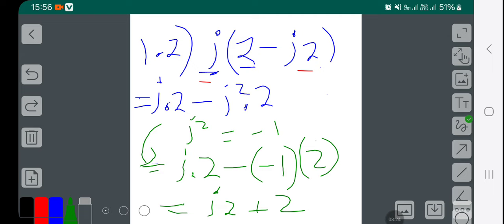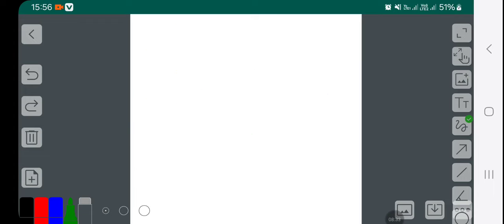Now let me try to arrange it in order. So it's going to be positive 2 plus your imaginary number, which is 2. So it's positive 2 plus the imaginary number, which is what? 2. So that is the thing which is very important.